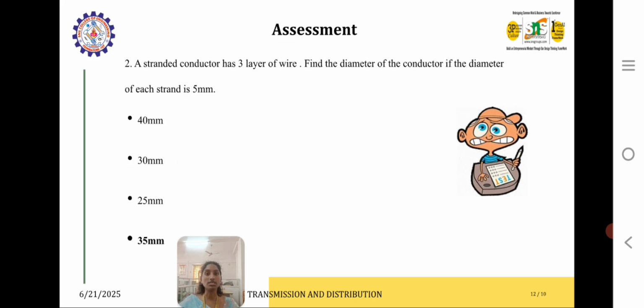Another question: a stranded conductor has 3 layers of wire. Find the diameter of the conductor if the diameter of each strand is 5 mm. For one strand of 5 mm, with 3 layers, the answer is 35 mm. In this video we have discussed the transmission line parameters, the basics of resistance, inductance and capacitance, the types of conductors, and a comparison between solid, stranded and bundled conductors. Thank you.